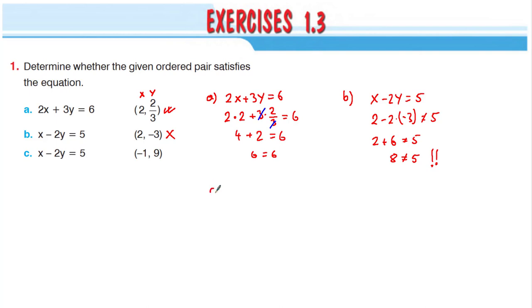We have another pair here under C, which is for exactly the same equation, x minus 2y is 5. We substitute x by negative 1 and y by 9, so we get negative 1 minus 2 times 9. That should be 5. So negative 1 minus 18 is 5. Negative 19 is 5. This is not true, so the third point doesn't satisfy the equation either. Let's continue with the second exercise.